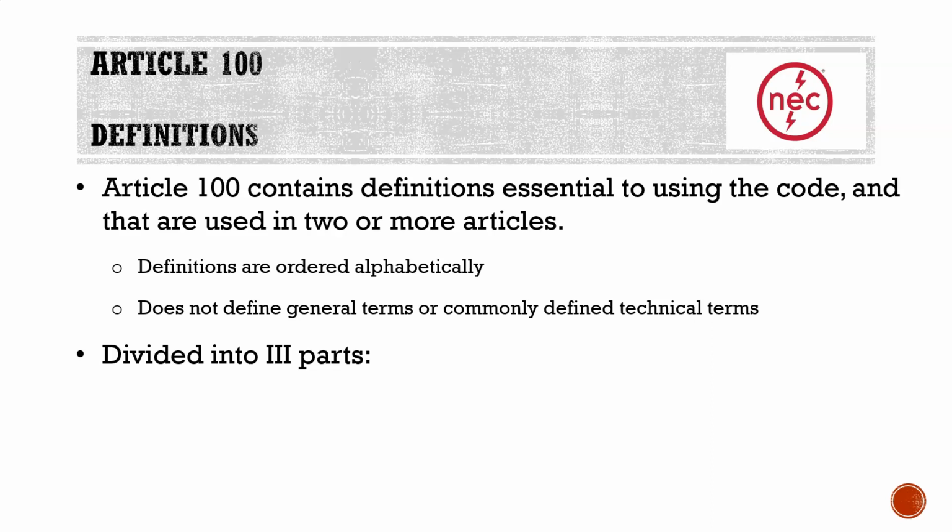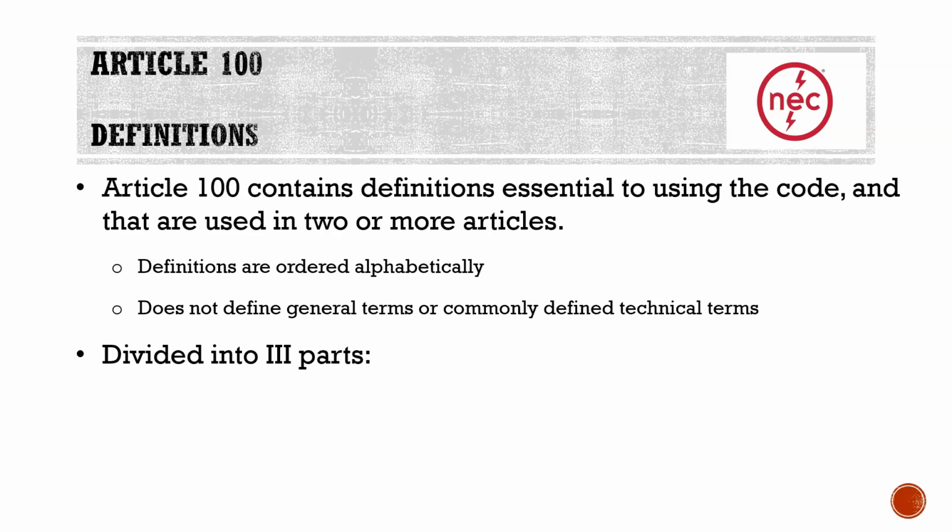You can identify what chapter an article belongs to by the first number in the article. So for instance, Article 250 would belong to Chapter 2 since it starts with 2. Article 300 would belong to Chapter 3 since it starts with a 3. And Article 430 would belong to Chapter 4 since it starts with a 4.